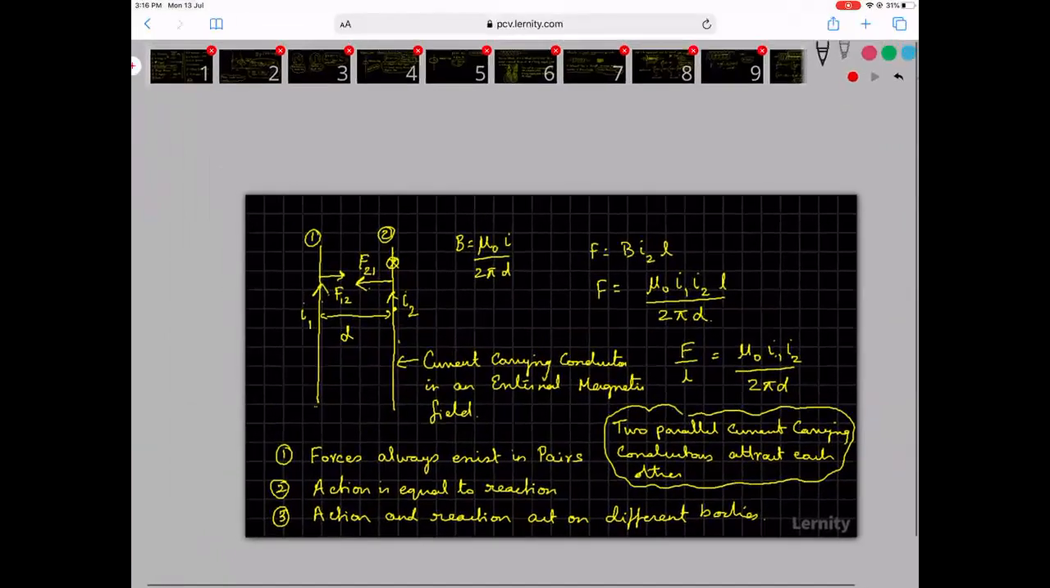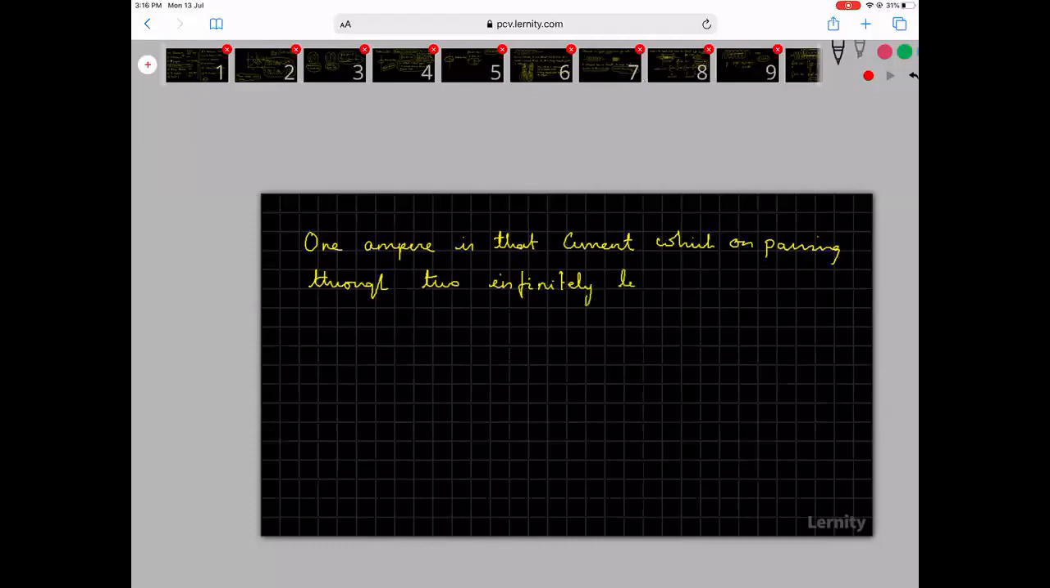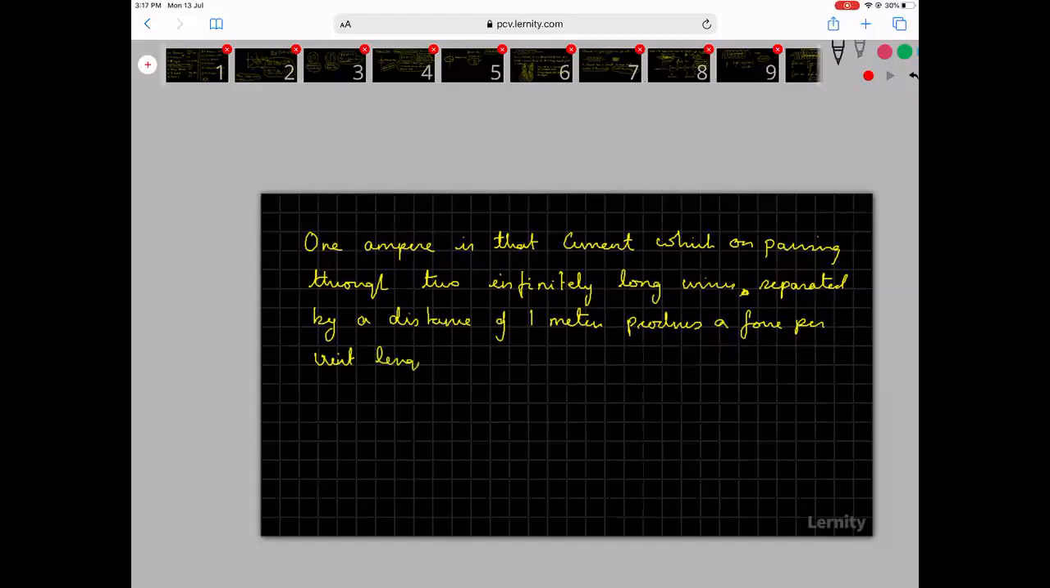Now this gives us a very important formula or a definition. 1 ampere is that current which on passing through two infinitely long wires separated by a distance of 1 meter produces a force per unit length of 2 into 10 power minus 7 newtons.